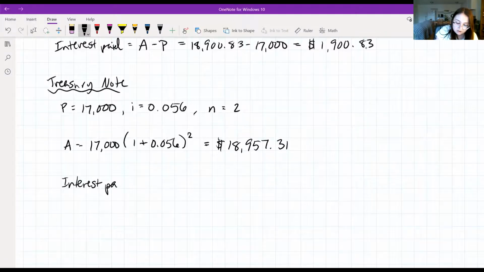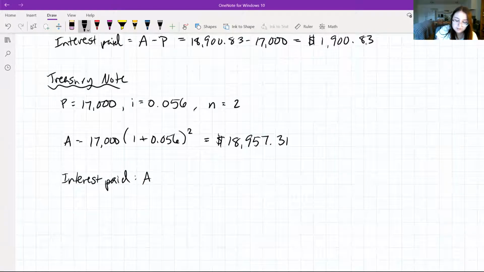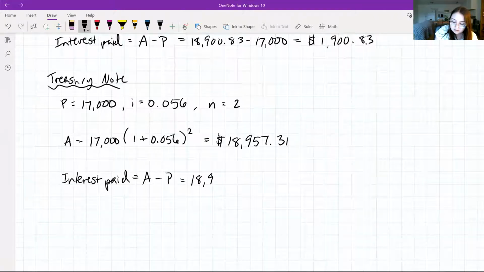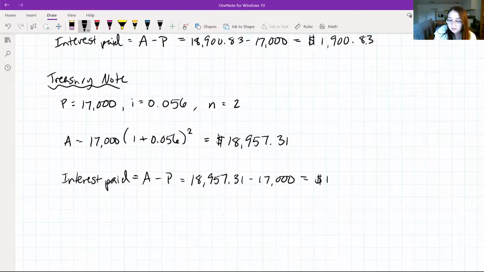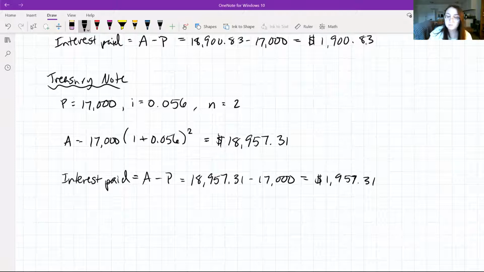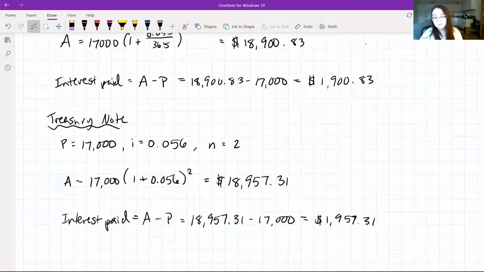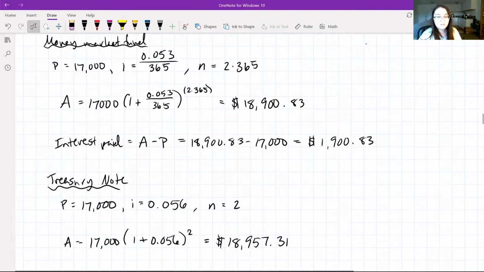And like before, to find what our interest paid was, remember, we're just going to take our future value and subtract our principal. So we know our future value was $18,957.31, and we're subtracting our principal, and we're going to end up getting $1,957.31. So we see that our treasury note is going to pay $1,957.31, and our money market fund is going to pay $1,900.83.